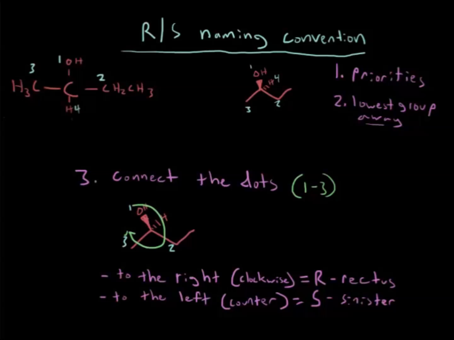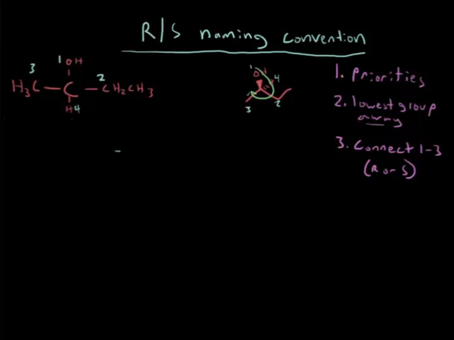So we look at our molecule here, going to the right, rectus, that's R. We connect these in our example, and we end up with R-2-butanol. That is the name of this stereoisomer of 2-butanol. Let's look at another one.